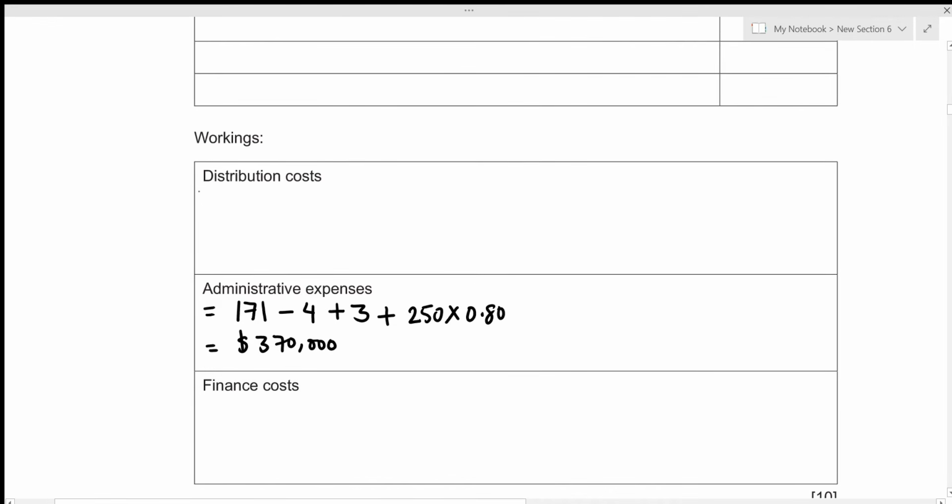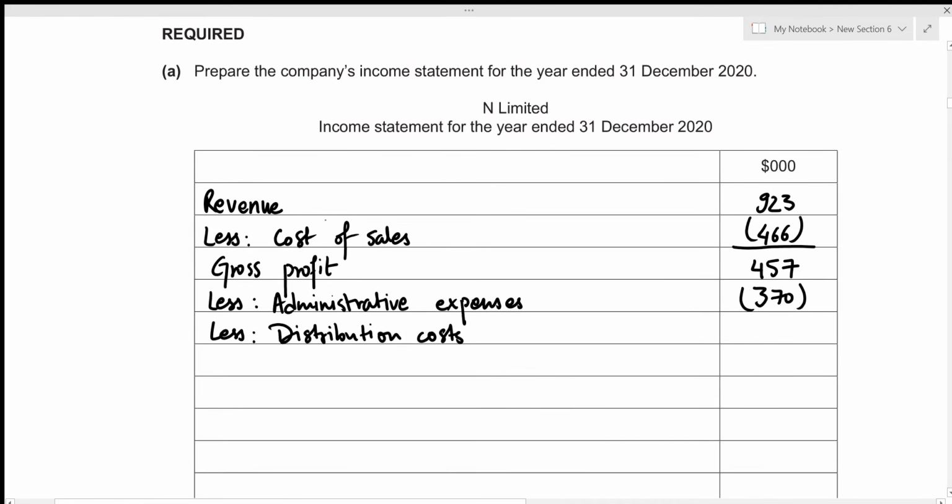So the distribution cost given in the information section was 63,000. And we also need to add 20% of the depreciation charge. So that's going to be 250 into 0.20. This gives us the total distribution cost to be 113,000. So we just substitute this value to the income statement.